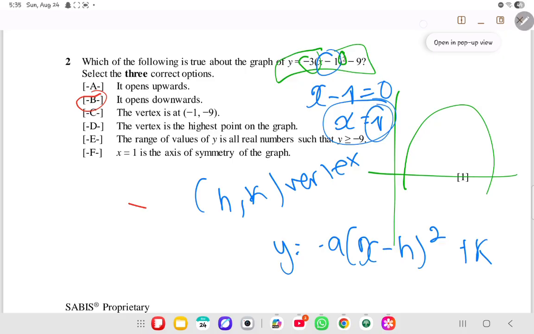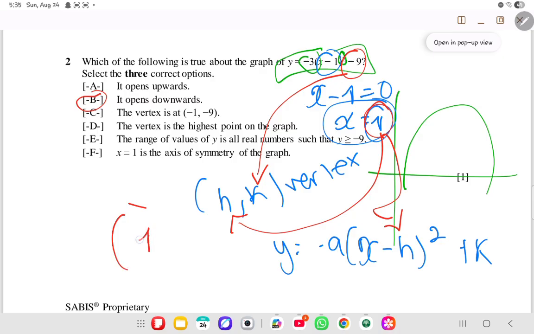Now we know that x is 1, right? So 1 is also what? 1 is also h. It's also this h over here. That leaves us for k. What is k? k is minus 9. So minus 9 is going to be k. So the vertex is supposed to be what? It's supposed to be (1, minus 9). It's supposed to be something like this. That means the vertex is not at (minus 1, minus 9). It is at (1, minus 9).